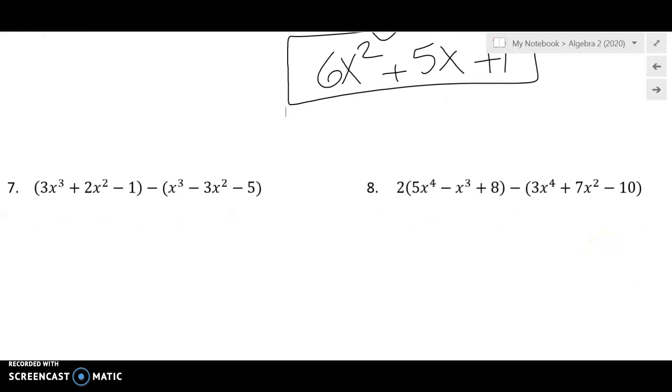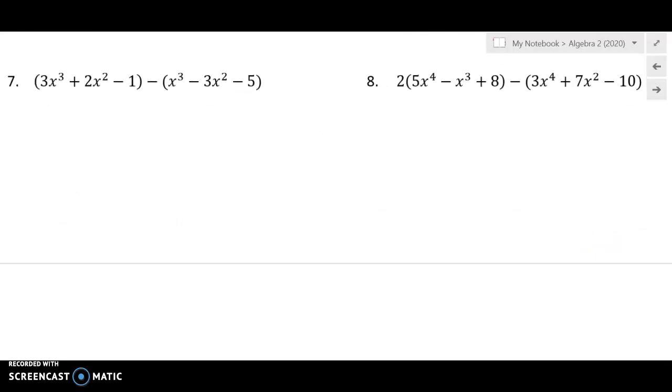Okay, let me scroll down. Number 7 and number 8. Okay, here's our subtracting. I have a trinomial minus a trinomial. So it's good. Again, I just write it on here, like, okay, I'm going to subtract these. Subtracting is slightly different because I need to distribute the negative. That negative sign needs to go to those numbers behind it.